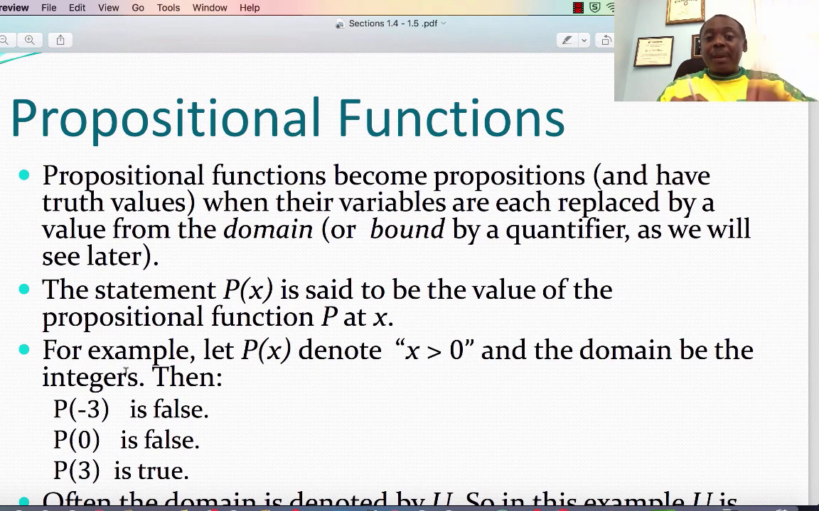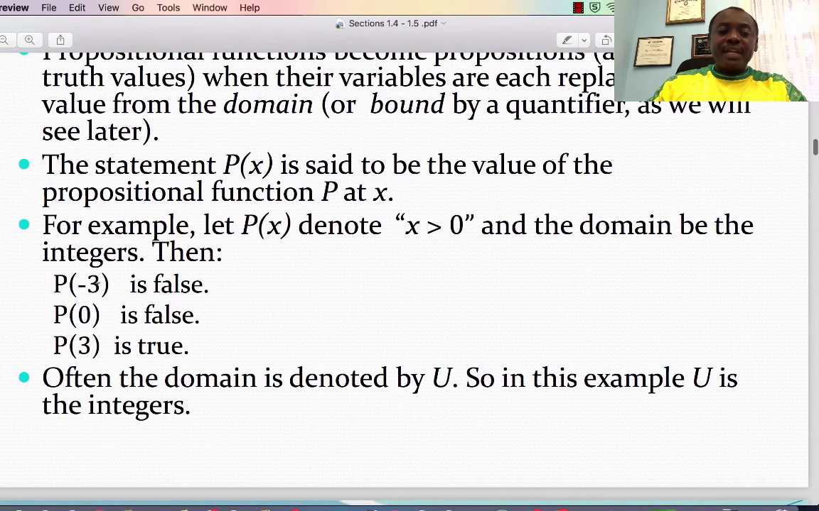Now, when we replace the variable by a value from the domain, it becomes a proposition, which could either be true or false, but not both. For example, P of -3 is a proposition, and it is false, because -3 is not greater than 0. P of 0 is false, because 0 is not greater than 0. P of 3 is true, because 3 is greater than 0.